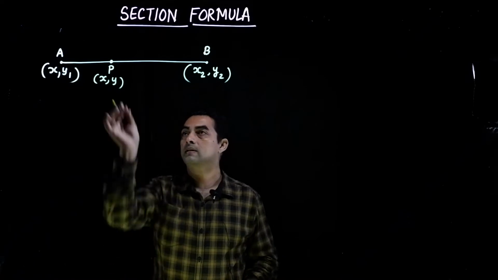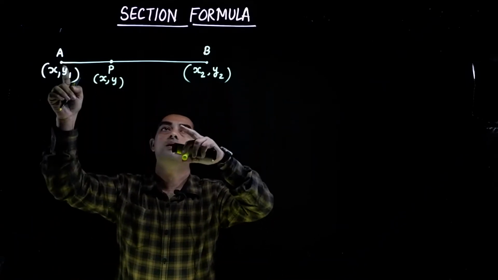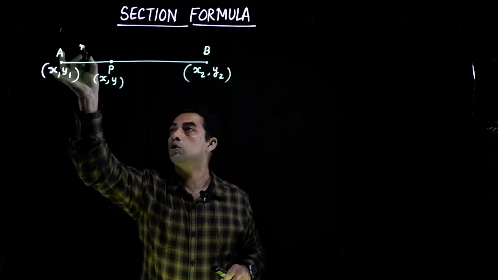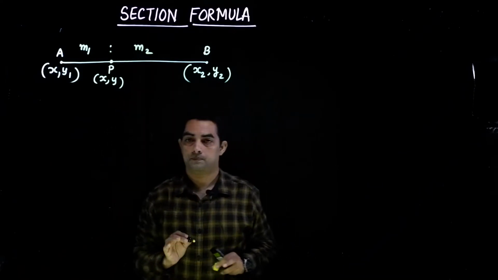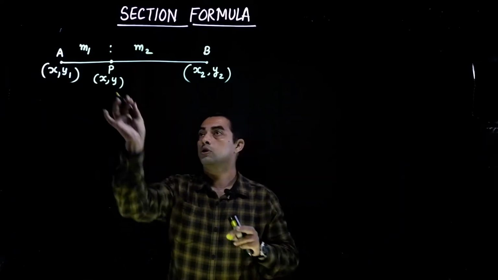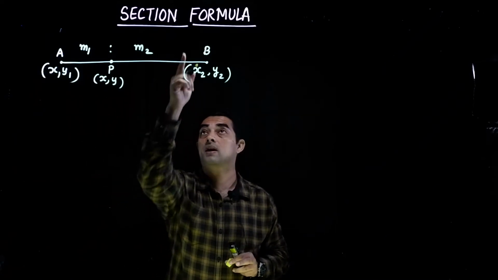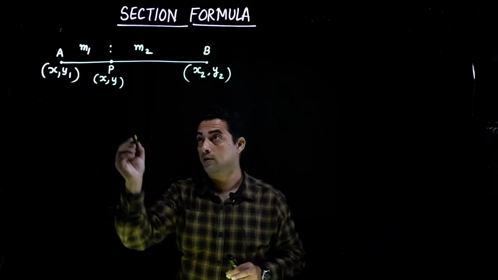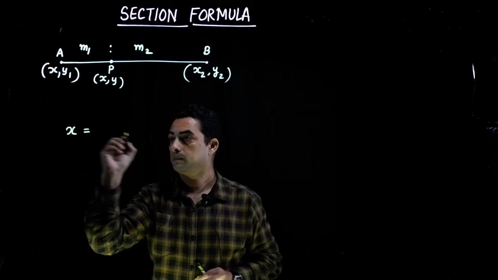This point P is dividing the line joining the points A and B in the ratio m1 is to m2. So this particular point is dividing this line into two sections. That is why it is called the section formula. And we need to find the coordinates of point P.